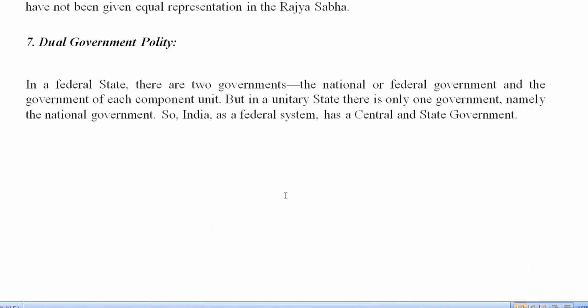Dual government polity. In a federal state, there are two governments, the national or federal government and the government of each component unit. But in a unitary state, there is only one government, namely the national government. So, India as a federal system has a central and state government.